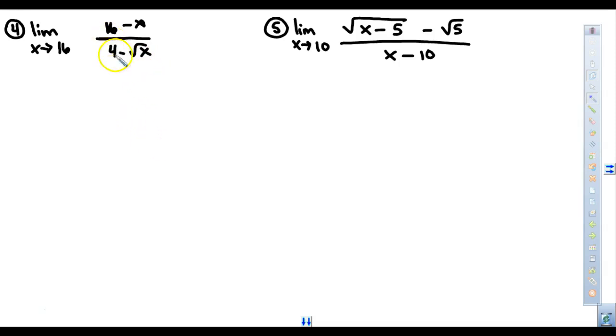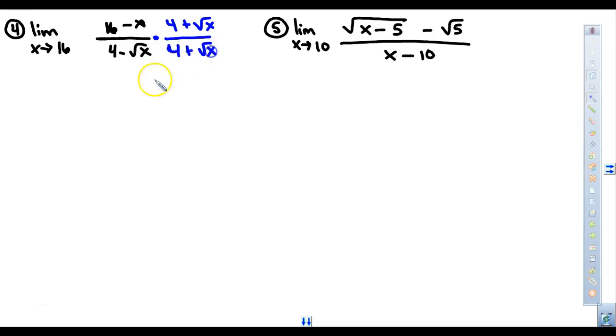This time what we have is a radical function down here on the bottom. And when you plug in your 16, square root of 16 is 4. 4 minus 4 gives me 0. So this is going to cause a 0 in the denominator. So what I'm going to do is multiply the top and the bottom by the conjugate of whichever part has the radical. In this case, the denominator has the radical. So my conjugate is 4 plus the square root of x.